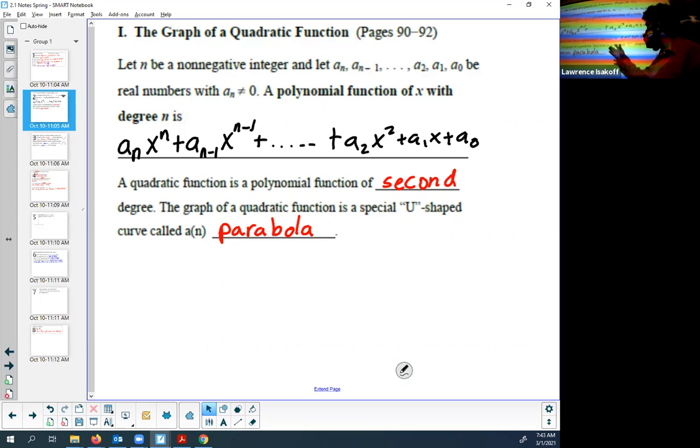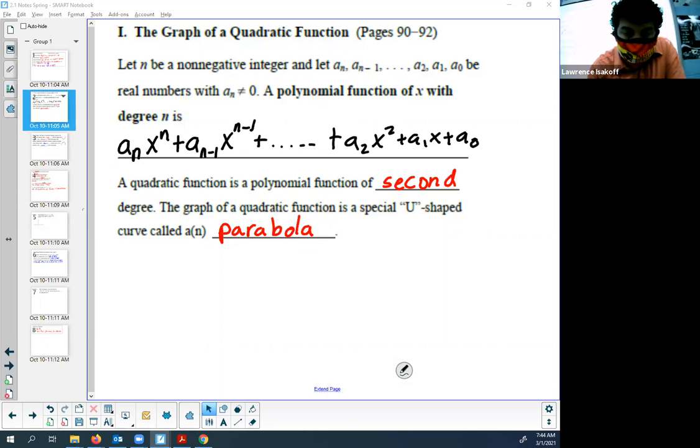So a quadratic function is a polynomial of second degree. The graph of a quadratic function is that U-shaped curve that we call a parabola. Again, I know we've talked about this in previous classes, and you've seen this in previous classes, so this shouldn't be feeling too foreign or different or like completely new. It should feel kind of familiar.